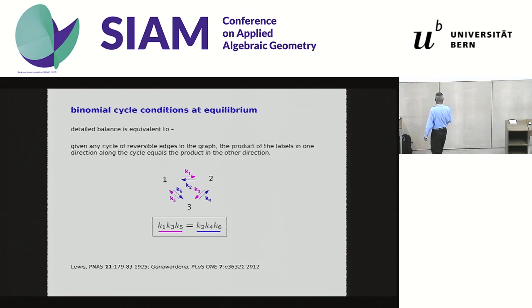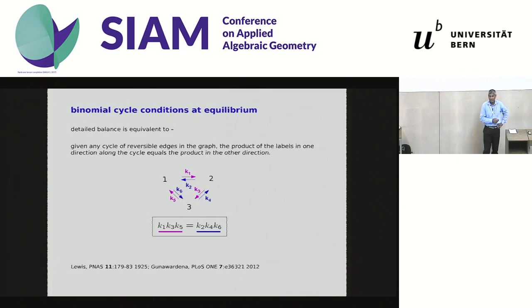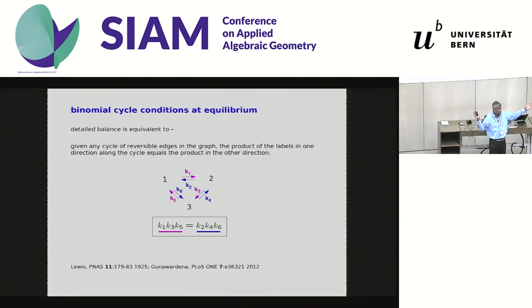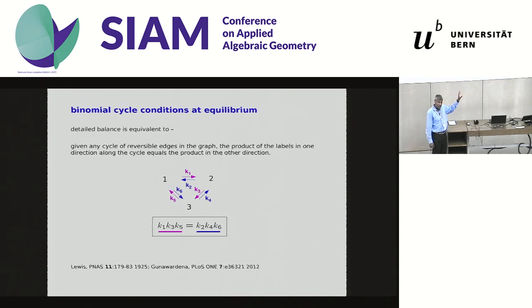Okay, so I just wanted to point out that another way of looking at detailed balance is this cycle condition, which is that if you take any cycle in the graph of reversible edges, the product of the labels going one way is the same as the product of the labels going the other way, and this is a binomial relation. And those of you who know about toric varieties will know how interesting this is. This has been exploited in the context of biochemical reaction networks, but not so much in the context of the distinction between equilibrium and non-equilibrium systems. And I think this could be very useful. All right, so I just leave it out there.